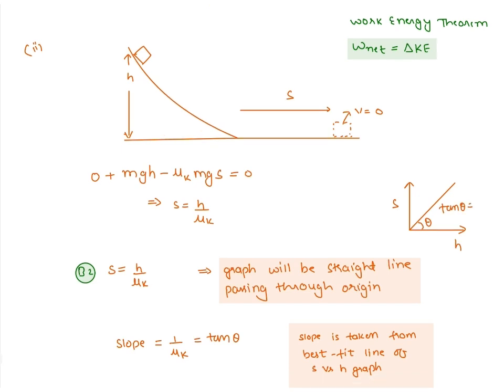Slope is nothing but tan theta. And from here I can say slope will be equal to 1 by mu k. So tan theta will be equal to 1 by mu k. So if you can draw this graph, then by measuring this angle theta, we can find the coefficient of kinetic friction.